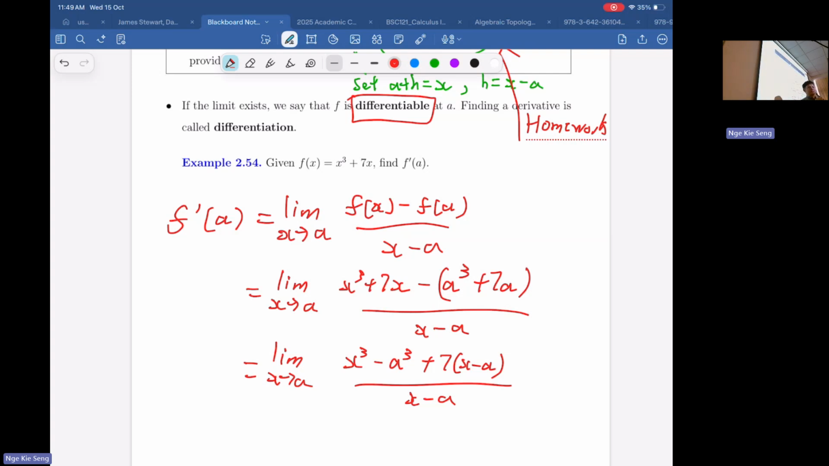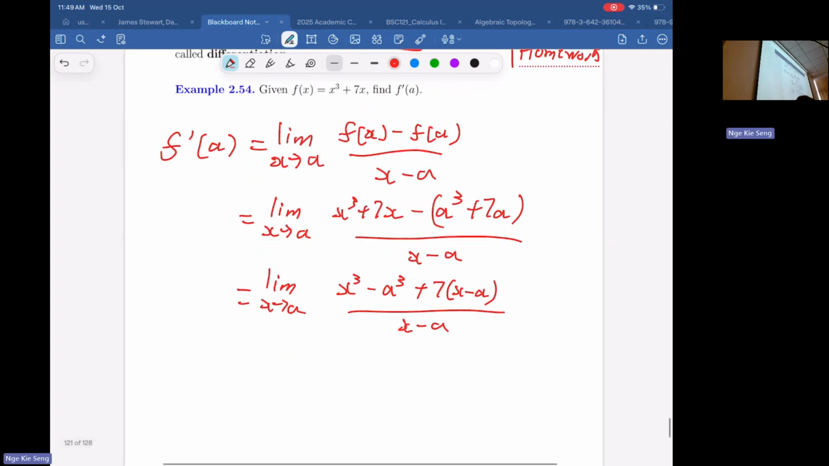You should factorize now. Do you realize? Here you've got x minus a, here x minus a, here x minus a. You should do a long division here. Do you know what long division is? Never heard this term before? Long division: use x minus a to divide this x cubed minus a cubed.